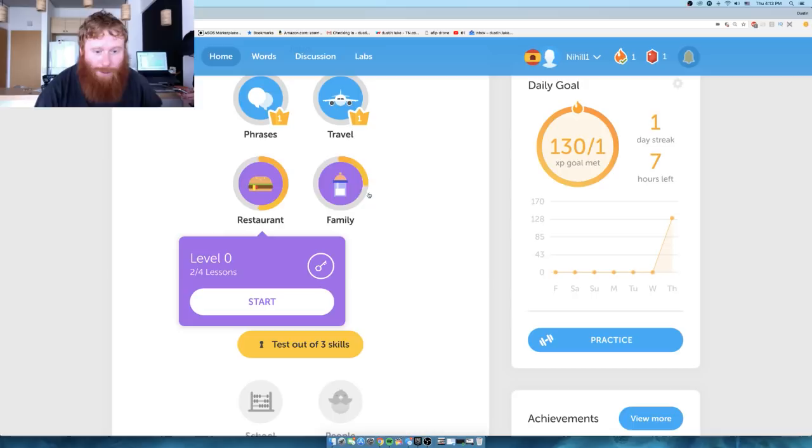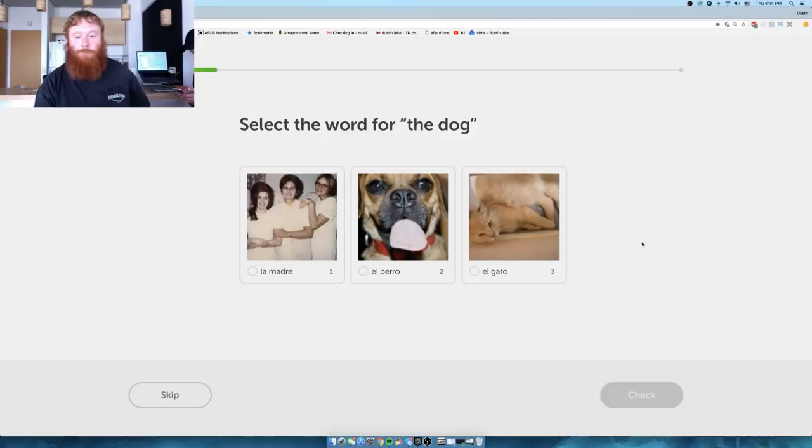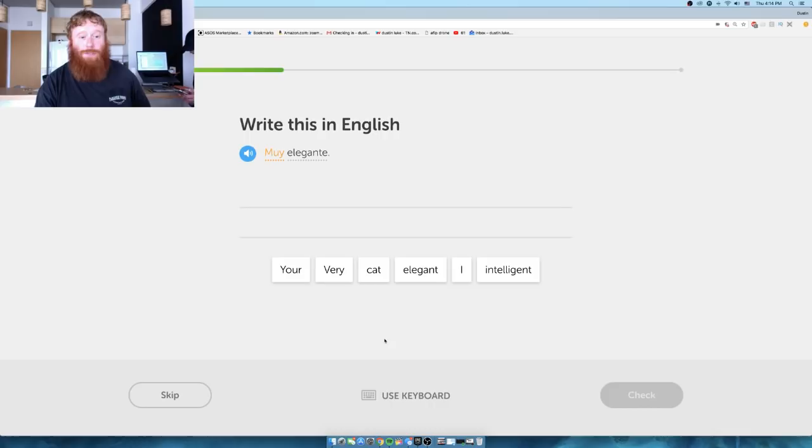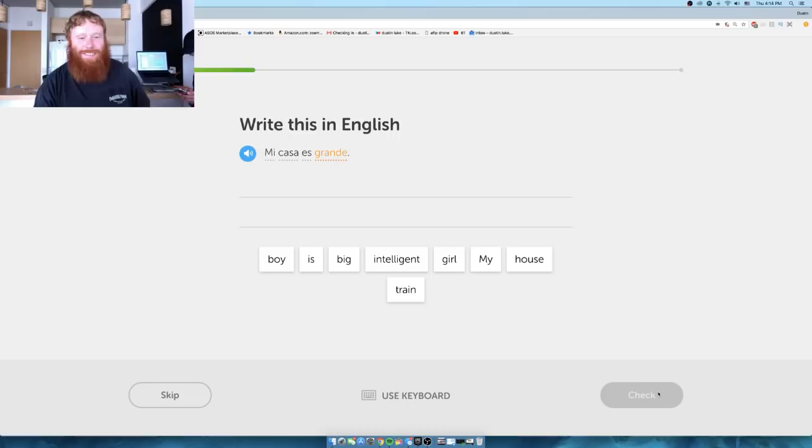Family? Start. 2 of 4 of family. Gato! El gato. El perro. These I already know. Muy elegante. Oh, that means very intelligent. Or elegant. I read that too fast. I thought it said intelligent. Mi casa es grande. My house is big! I mean, not very big. It'd be like medium-sized.